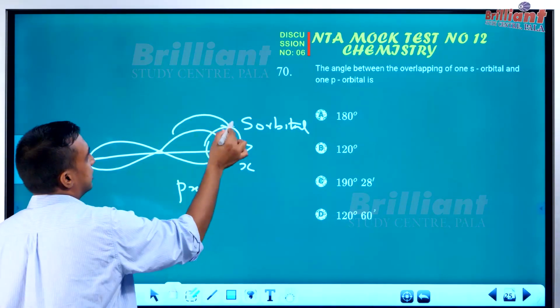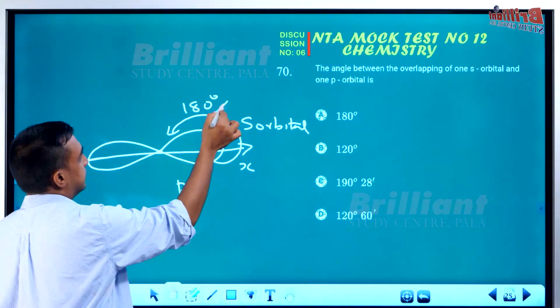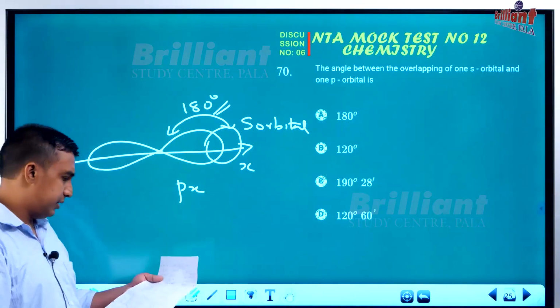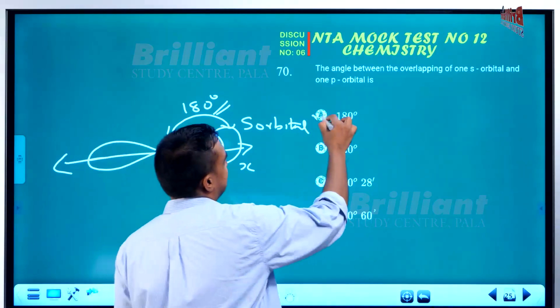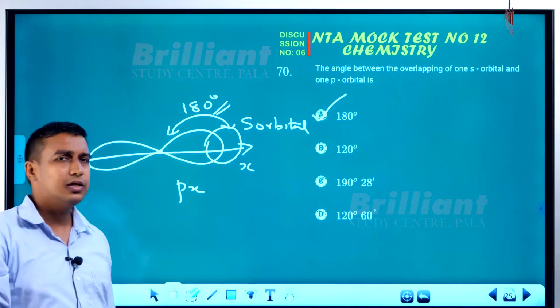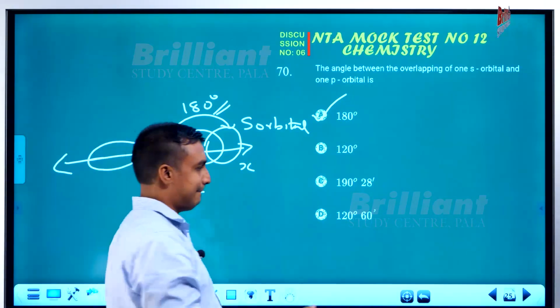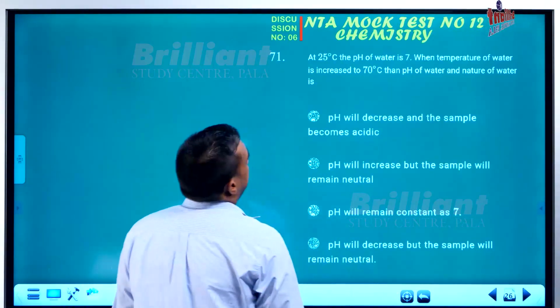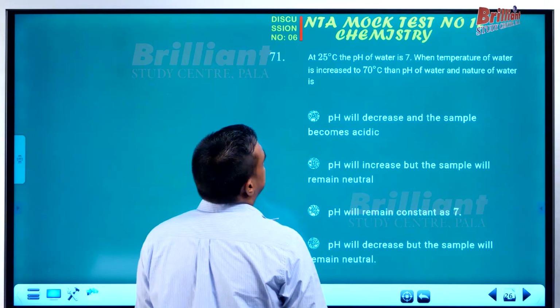Actually this angle is coming to 180 degree. I hope you got the idea. For question number 70, the answer will come as A. Coming to the next question. At 25 degrees Celsius, the pH of water is 7.